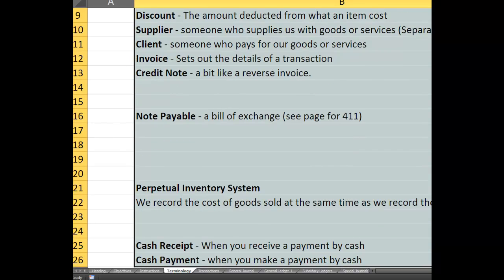And also I'll talk about perpetual inventory. Perpetual inventory is when we record the cost of the goods sold at the same time as we record the sale. And we're using a perpetual inventory system here. That compares to something we'll look at a bit later called the periodic inventory system, when we only recognise the cost of goods sold when we do a stock take, typically at the end of a period.